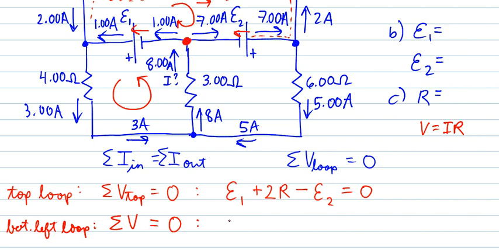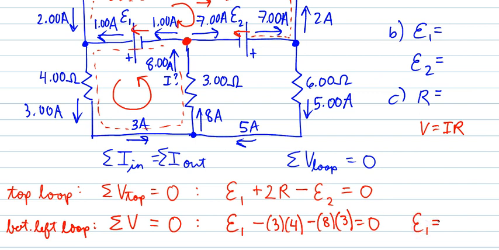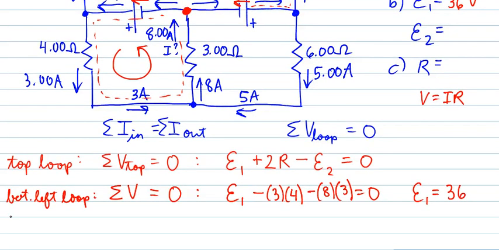Okay? And so we're going to have going through E1 the normal way. And then we come down, and we're also going through the 4 ohm resistor the normal way. So that's going to be minus I times R. And then we go through the 3 ohm resistor the normal way. So that's going to be I times R. And this actually tells us directly that E1 is 36 volts. Okay, well that's good. Now let's do another loop for the bottom right.